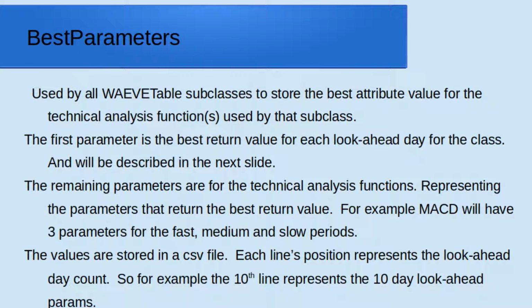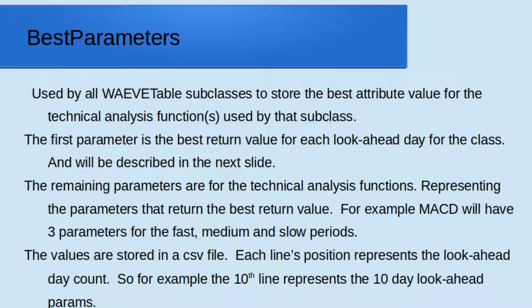In each of the Wavetable subclasses, there's an inner class called best parameters, which extends an abstract class called abstract best parameters. It is used by the subclasses to store the best attribute values for the technical function used by that subclass. The first parameter is a little different. It actually is the best return value for the look ahead for that class, and that will be described in the next slide. The remaining parameters are for the technical analysis function themselves, representing the parameters that return the best value. For example, a MACD will have 3 parameters for the fast, medium, and slow periods.